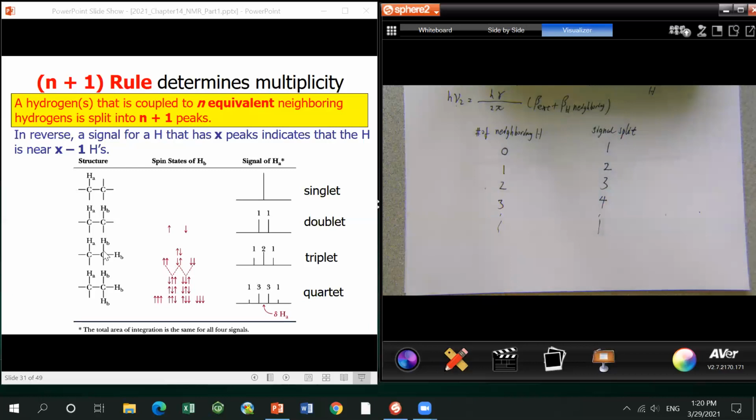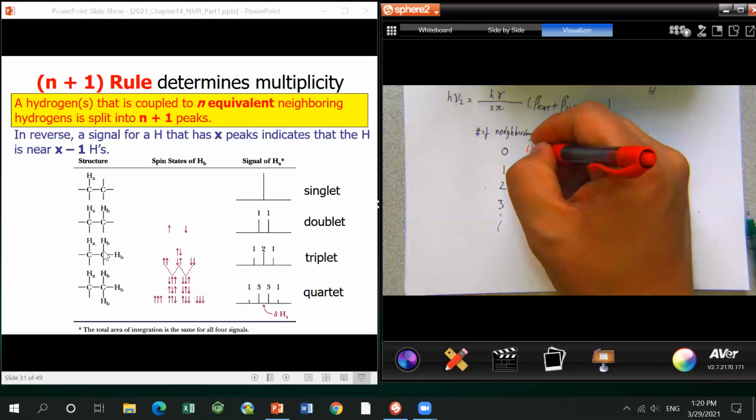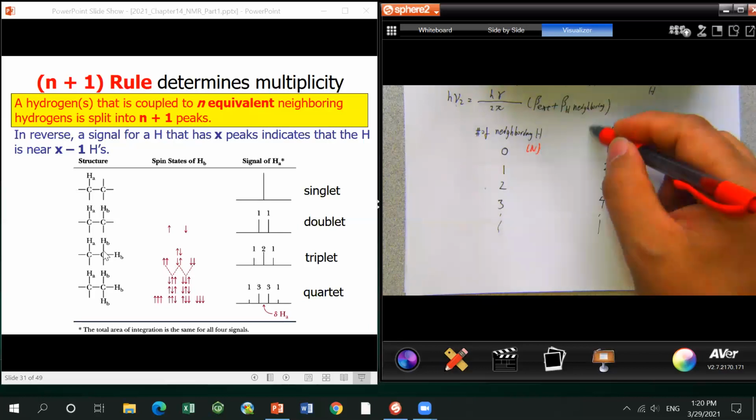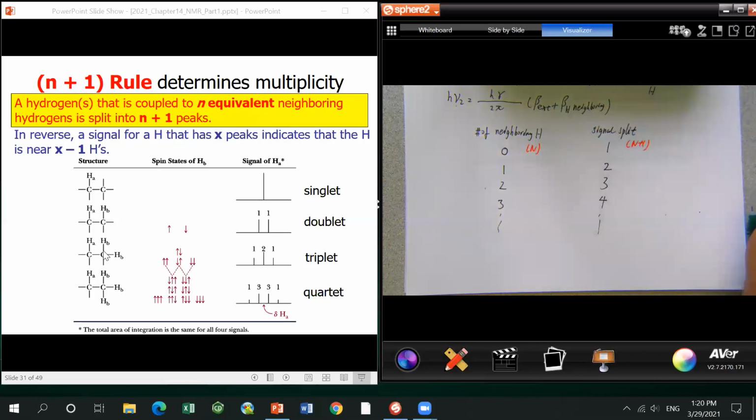If we think of the number of neighboring hydrogens as n, you find the split signal equals n+1. That's easy to figure out. That's the n+1 rule: 1 hydrogen coupled with n equivalent neighboring hydrogens splits into n+1 peaks. That helps you identify structure, and it's a very, very important rule that helps you figure out how many neighboring hydrogens there are.